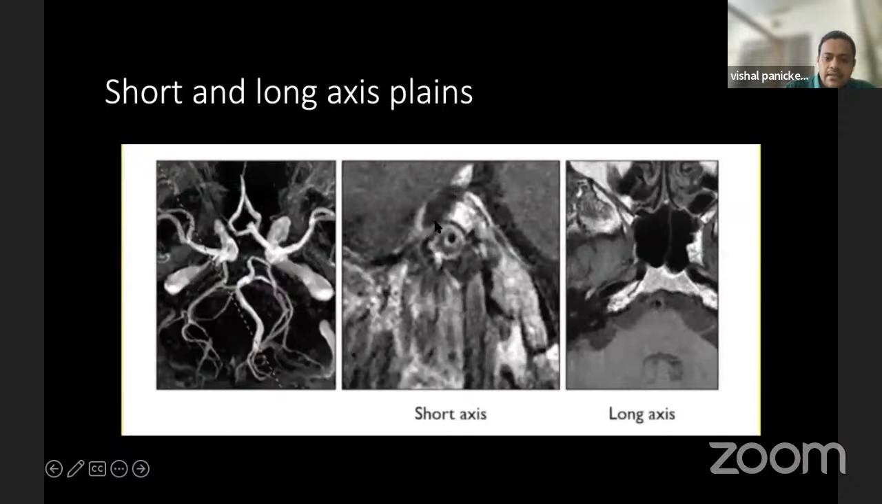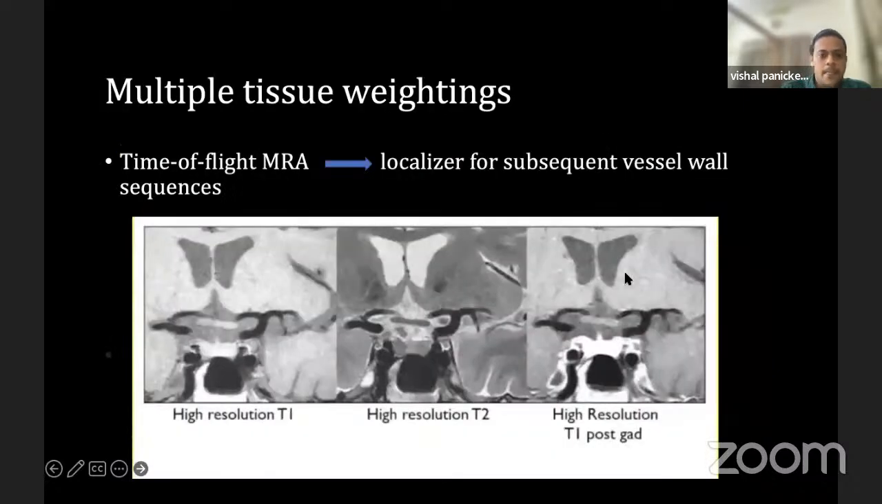Here we can see the vessel wall in a cross-sectional view, in short axis. This is a patient with ICAD, or intracranial atherosclerotic plaque, showing vessel wall thickening, a small lumen, and eccentric vessel wall thickening. Here in long axis also we can see the vessel wall thickening. This is the lumen of the vessel, and this is the eccentric thickening of the vessel wall.